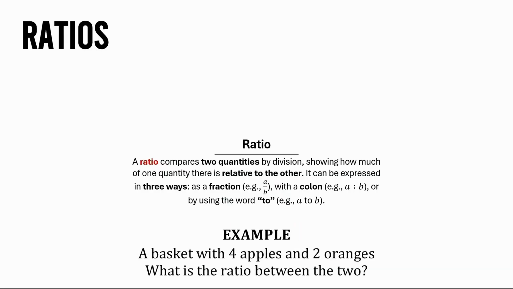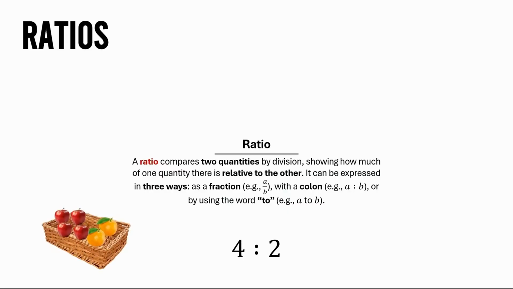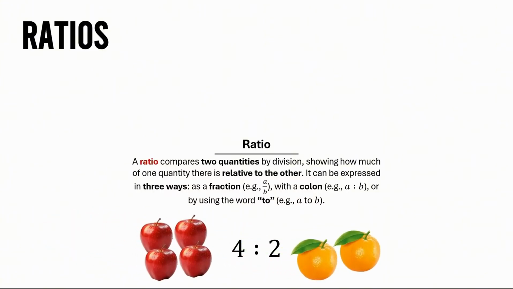Example: a basket with 4 apples and 2 oranges. What is the ratio between the two? Here we have our basket with 4 apples and 2 oranges. We wrote 4 to 2. The ratio is 4 to 2.